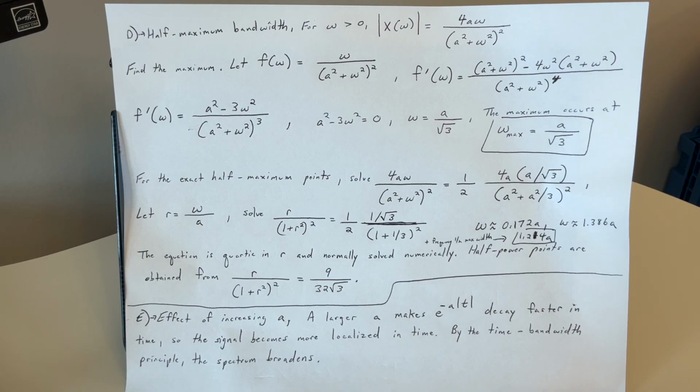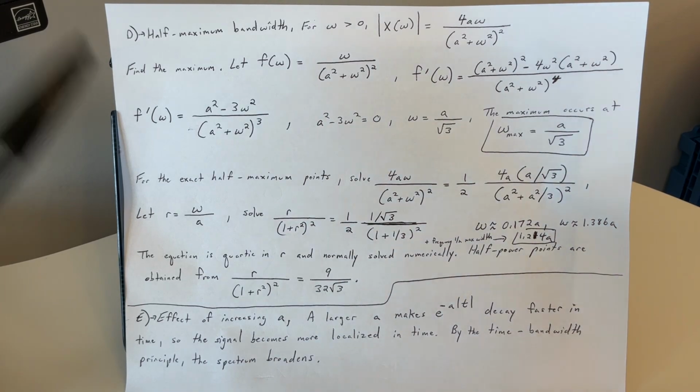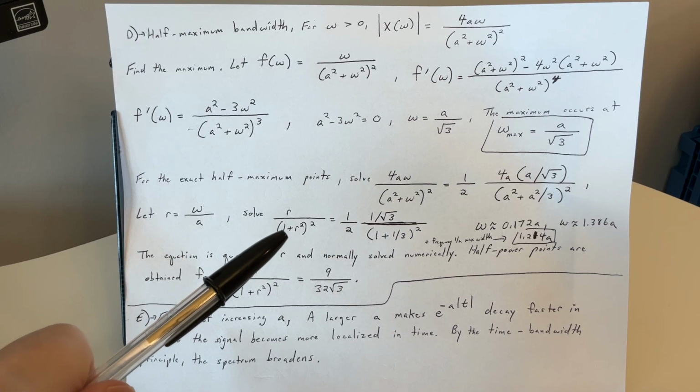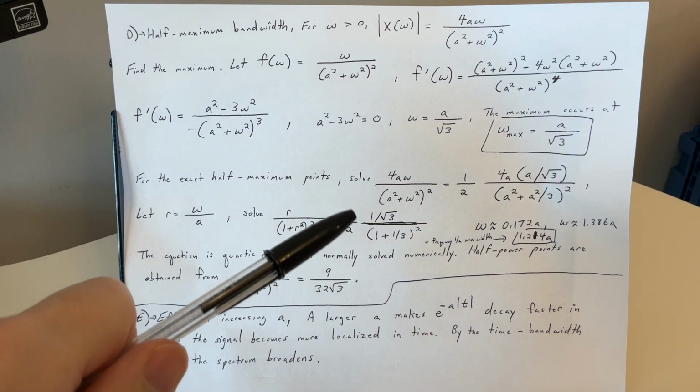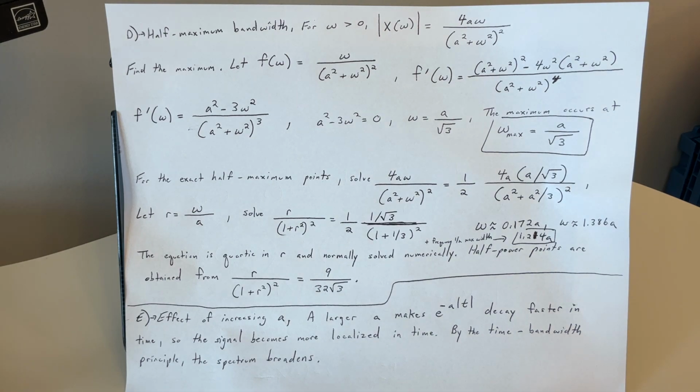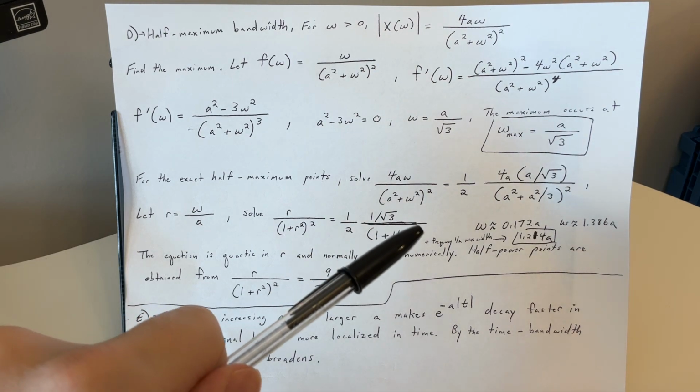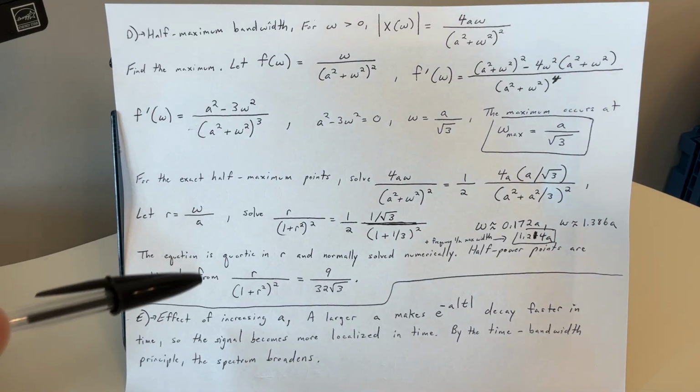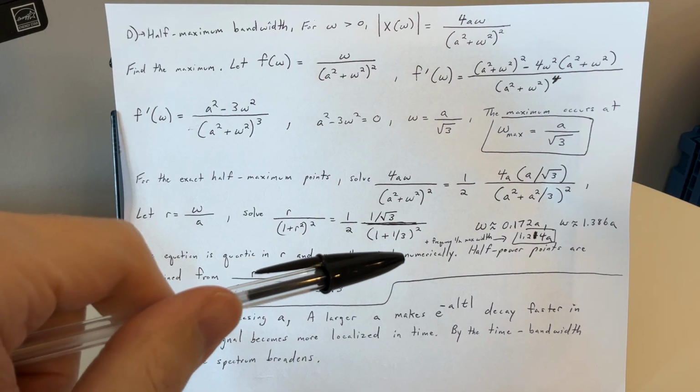For the exact half maximum points, we solve 4a omega over quantity a squared plus omega squared, squared, equals 1/2 times quantity 4a times a over the square root of 3, over a quantity a squared plus a squared over 3, squared. We let r equal omega over a. We're going to solve r over 1 plus r squared, squared, equals 1/2 times 1 over square root of 3 over 1 plus 1/3, squared. So the equation is quartic in r, normally solved numerically.